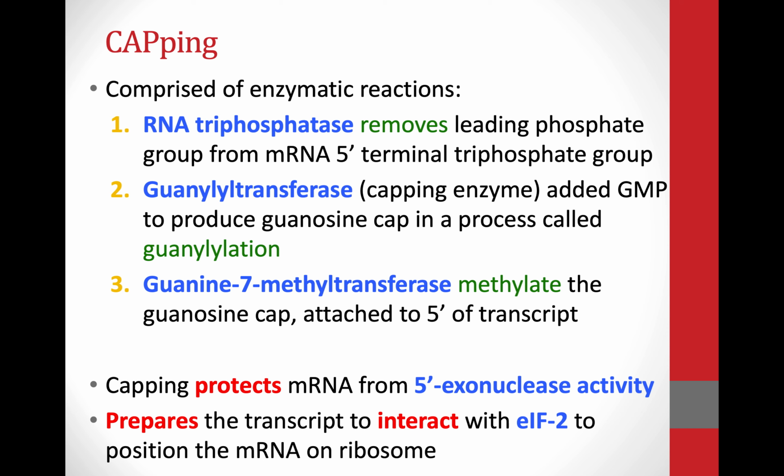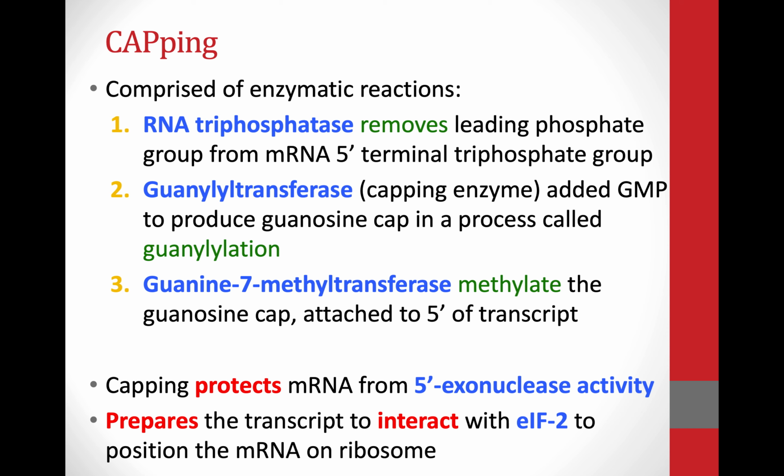So the first process that we're going to take a look at is capping. I think in another topic, 2-3 weeks from now, we are going to look at capping as well, again as a form of editing. So capping comprises 3 enzymatic reactions. It involves RNA triphosphatase, which removes the leading phosphate group from the mRNA 5' terminal triphosphate group. The second enzyme is guanylyl transferase, which is the capping enzyme itself, which adds the GMP to produce the guanosine cap in a process called guanylation. And the third one is guanine 7 methyltransferase, which methylates the guanosine cap so that it is attached to the 5' end of the transcript.